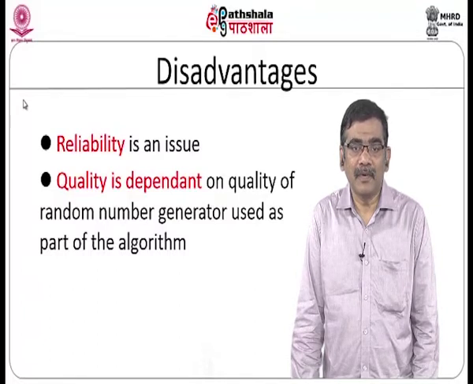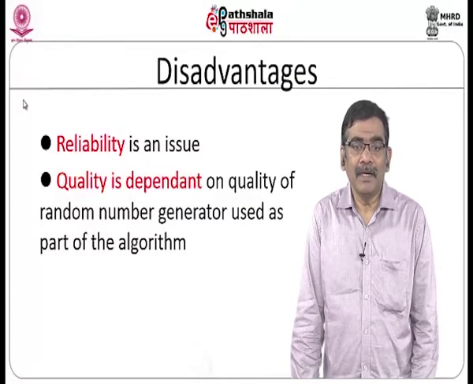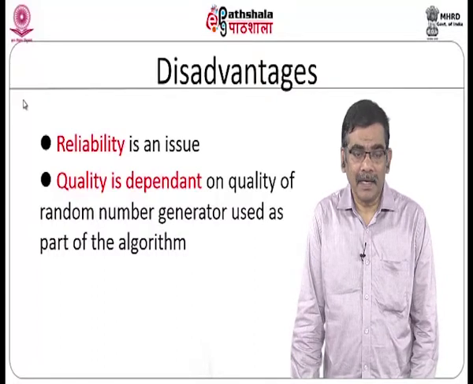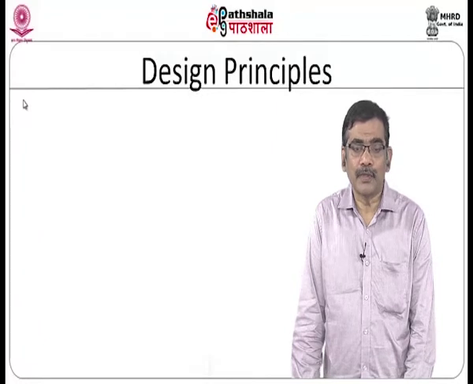Maybe a flip of the coin, and based on the flip of the coin the decision will be made. In that case, there is a possibility that the algorithm may lack a guaranteed solution. In other words, reliability is a big issue, and the quality is dependent on the quality of the random numbers used as part of the algorithm.